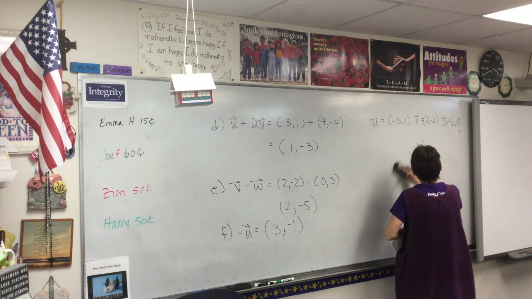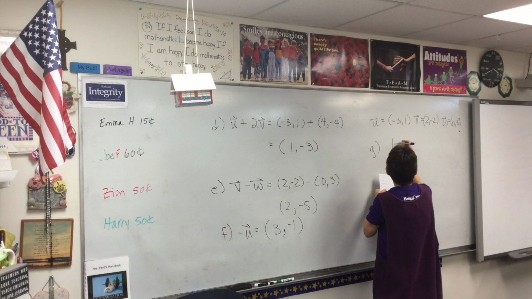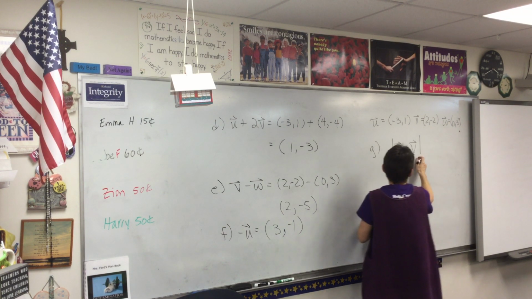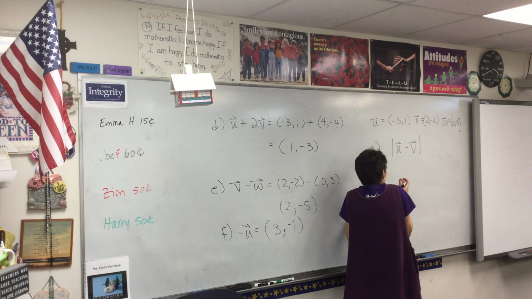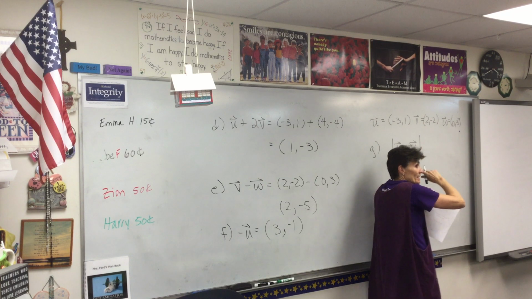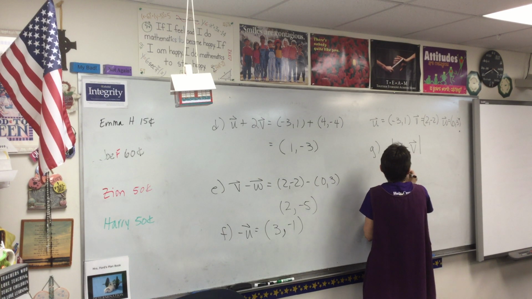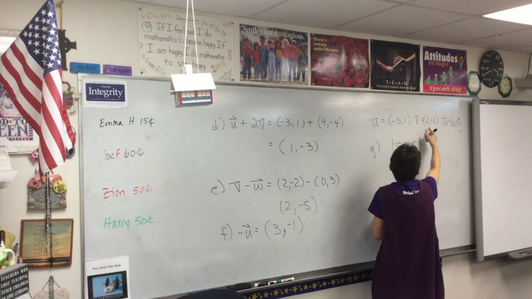Now with G, let's do what we always do. Let's start inside. These aren't really parentheses, but let's start inside of them. So what would U minus V be? U minus V would be negative 5, 3.